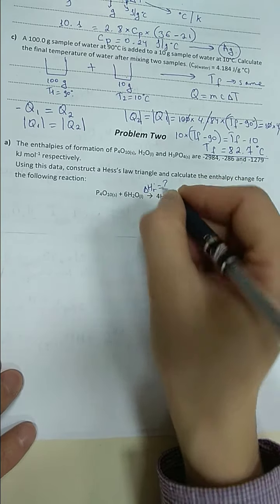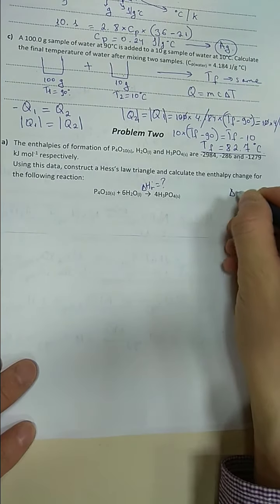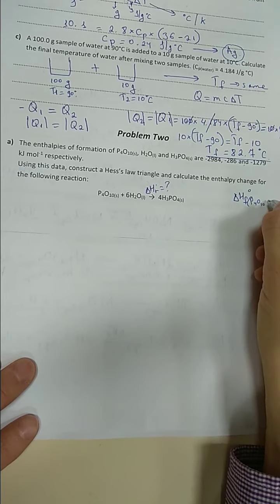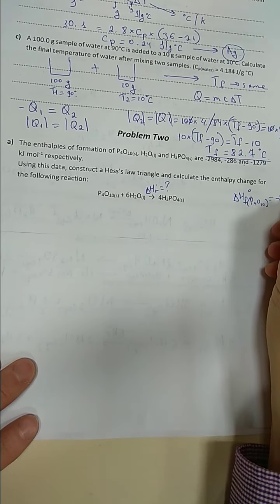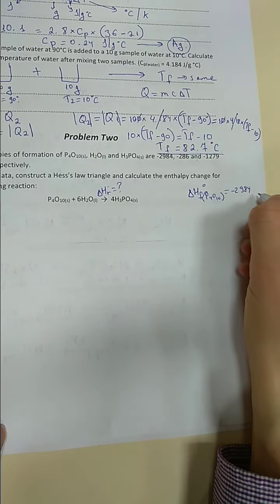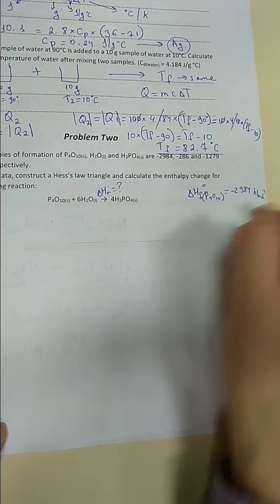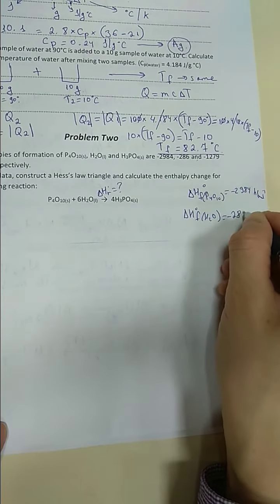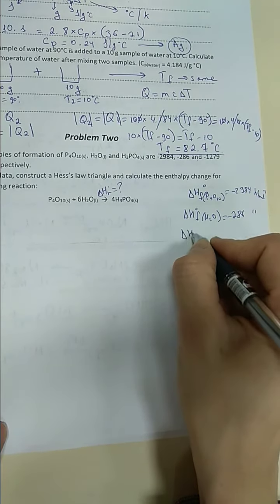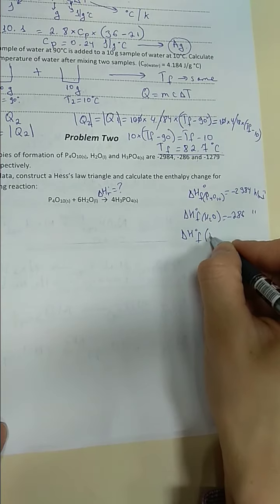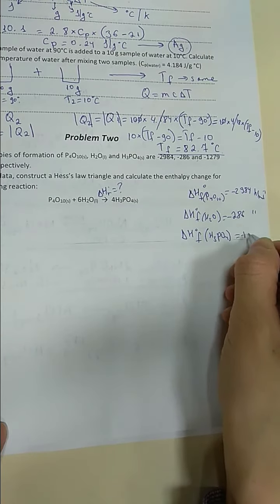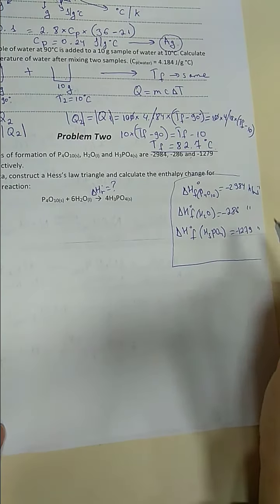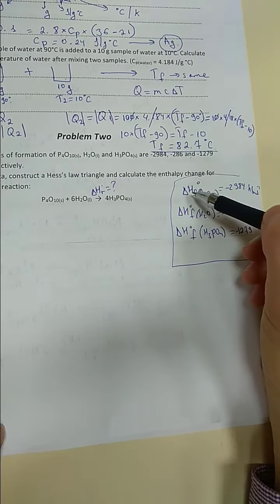Okay, and you are given enthalpies of formation. So delta H of formation of phosphorus oxide is minus 2,984 kilojoules per mole. Delta H of formation of water is minus 286 kilojoules per mole, and enthalpy of formation of phosphoric acid is minus 1,279 kilojoules per mole. This is additional information. And remember, just try to understand what these values mean.